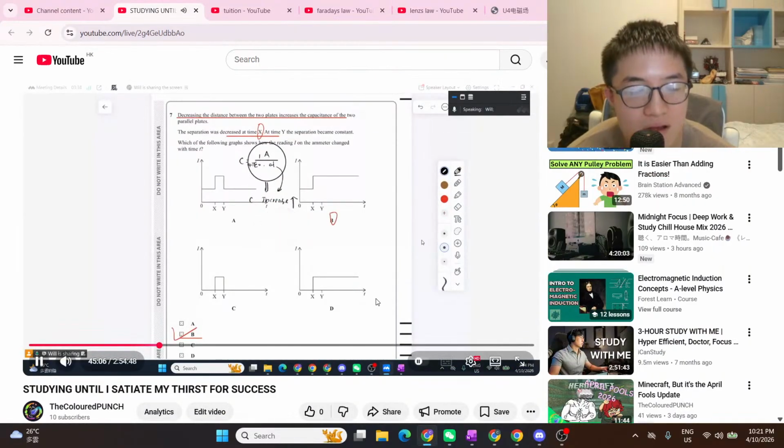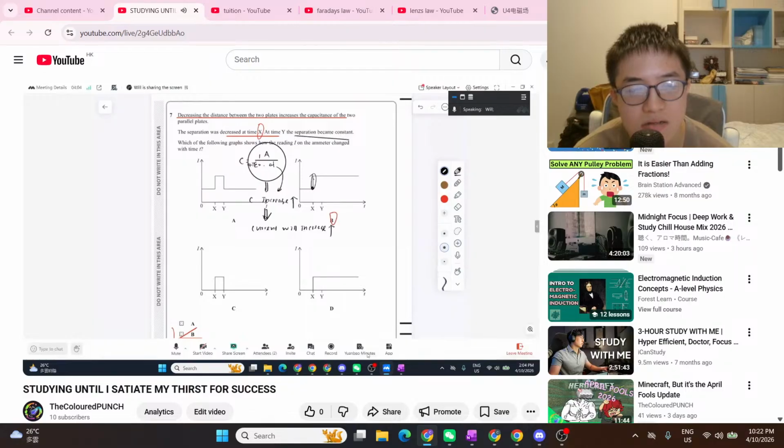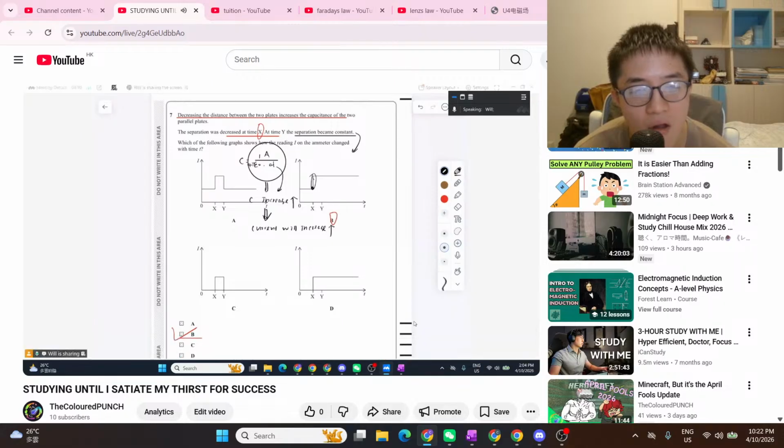We're charging, right? And the leader, they have the current, right? So the current will increase, right? So at the point x, that has the increase, right? And at the time y, the separation becomes constant. If the separation becomes constant, so the C is constant, right? If the C is constant and the carbon is constant, right? Understand?